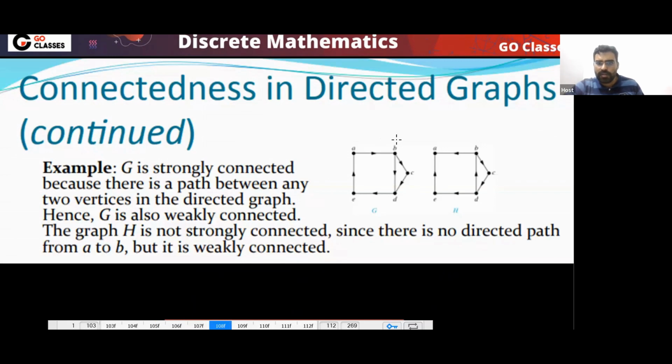Look at this graph. Is this a strongly connected graph? Yes, there is a cycle. See, there is a cycle like this. So this is strongly connected also, weakly connected also. This is not strongly connected, but this is weakly connected.